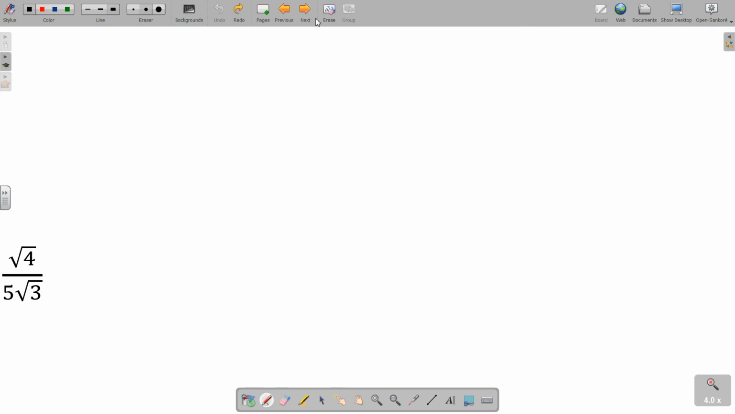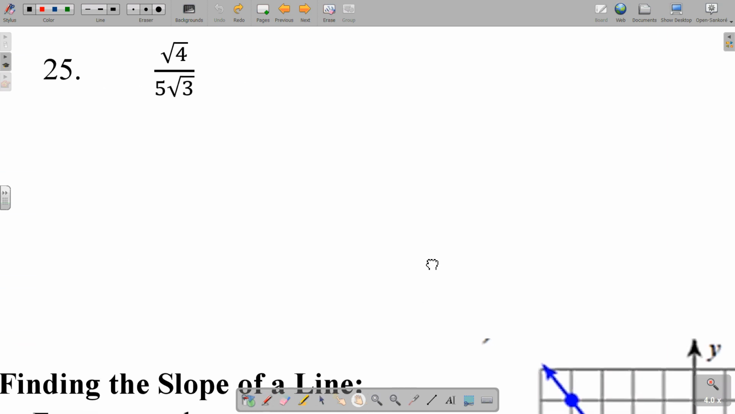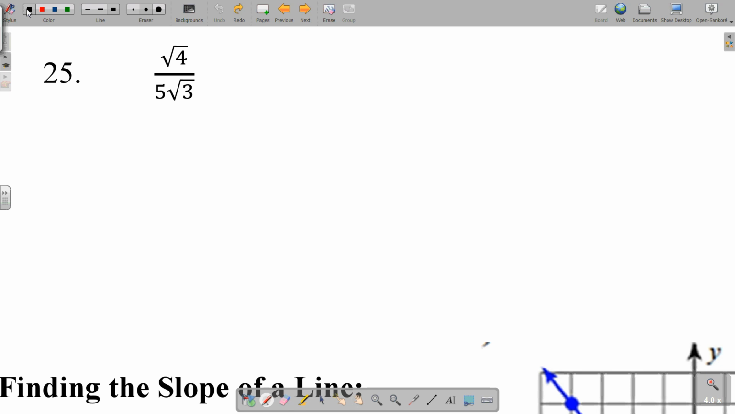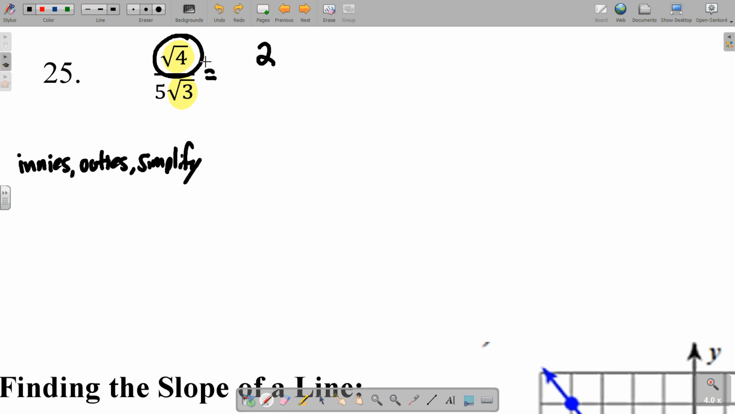Next one we're going to do here is number 25. Whenever you're dealing with radicals, simplifying, remember this: innies, outies, simplify. So first we look at our innies, see if there's any way we can do anything with this. Now 4 doesn't go into 3, but root 4 is already perfect. So we're just going to take it to its perfect form. So root 4 is 2 over 5 root 3.